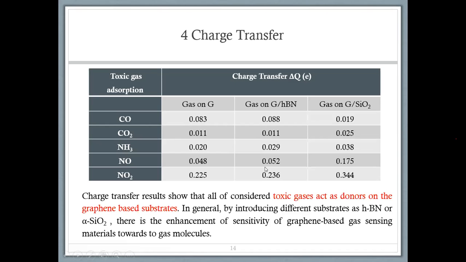And you can see easily that the charge transfer results show the toxic gas acts like a donor on the graphene and on the graphene on substrate. That means by introducing a different substrate, which is the HBN or silicon dioxide, there's an enhancement of the sensitivity of graphene-based material towards the gas molecule, and the amount of charge transfer is increased.